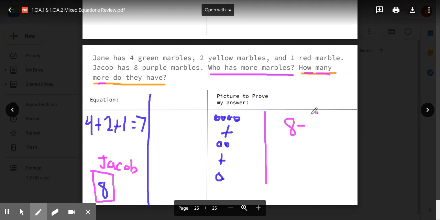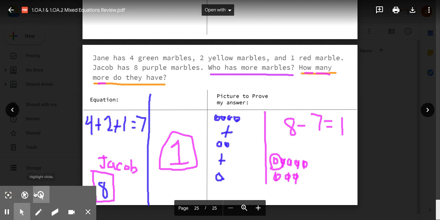8 minus 7. So I'm going to take 8 marbles, 1, 2, 3, 4, 5, 6, 7, 8, and take 7 away. 1, 2, 3, 4, 5, 6, 7, leaving 1 marble left. So how many more do they have? Jacob has 1 more marble than Jane.